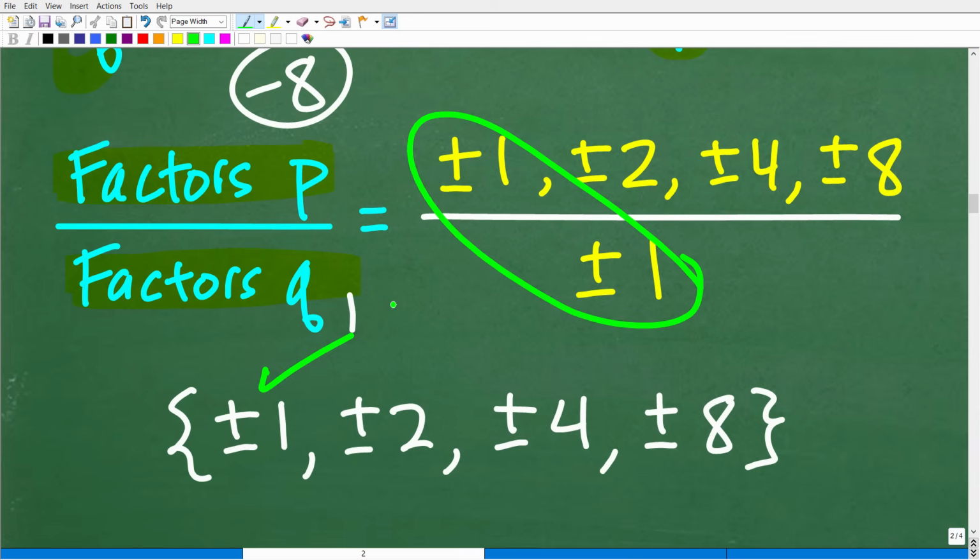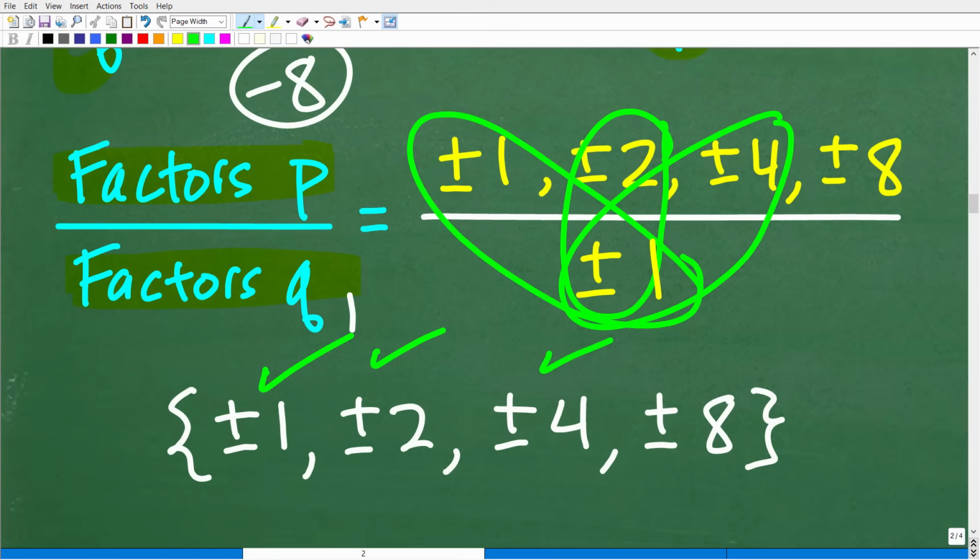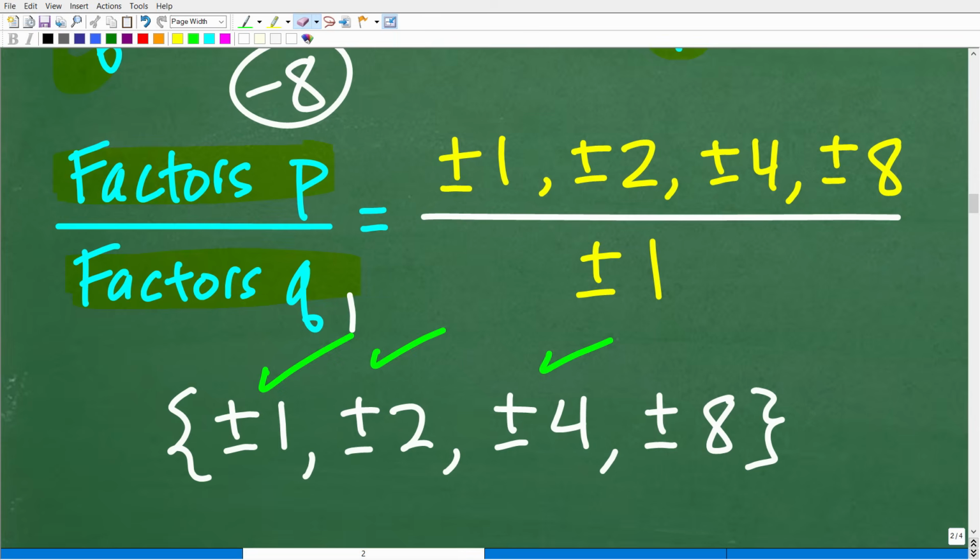Well, that's going to be a 1, right? 1 divided by 1. 2 divided by this 1 is 2, positive, negative. 4 divided by 1 is going to be 4. And 8 divided by 1 is going to be 8. All right, so no problem there.